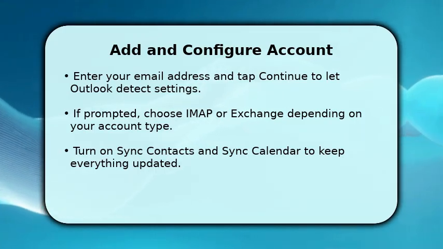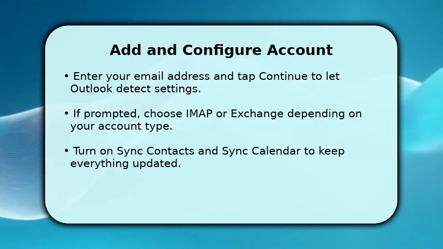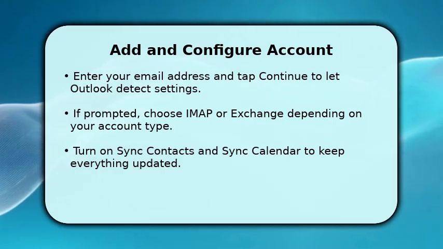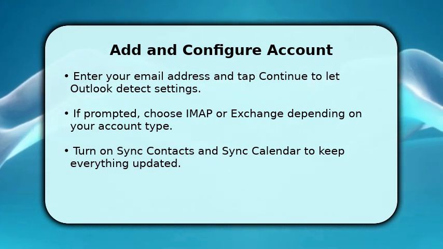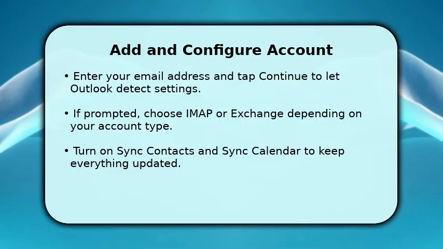If prompted, choose IMAP or Exchange depending on your account type and organization requirements. For Exchange accounts, complete any multi-factor authentication steps your organization requires. Turn on Sync Contacts and Sync Calendar to keep everything updated across devices. Choose Notification Preferences so you get alerts for new mail and important calendar events.